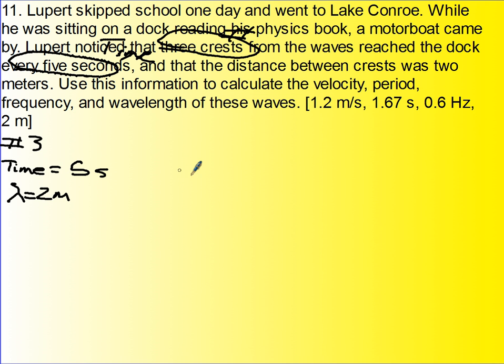Okay, let's do the period first. Period is the total time divided by the number of crests. The total time is 5 seconds divided by 3 crests. Let's do that one again. That's what happens when you try to cheat a little bit. 5 divided by 3 is 1.67.